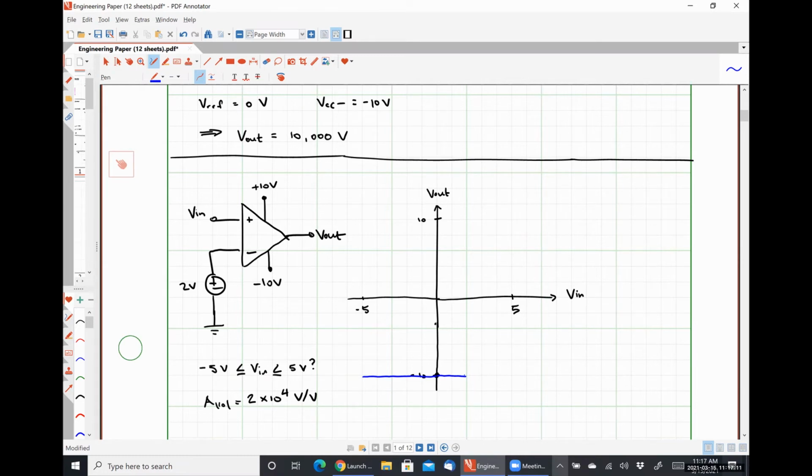So let's say we had a voltage of Vn equal to 2.1 volts. So something a little bit larger than our reference voltage. What's going to happen to our output?